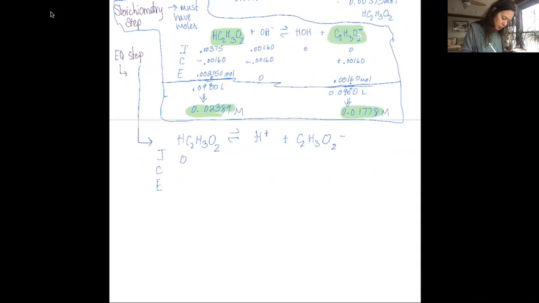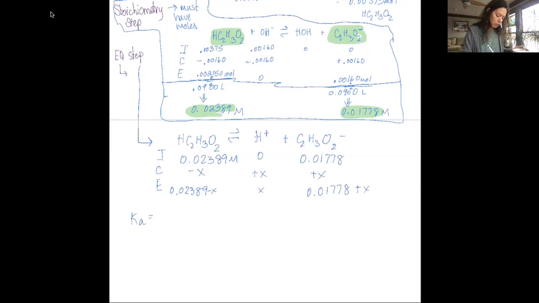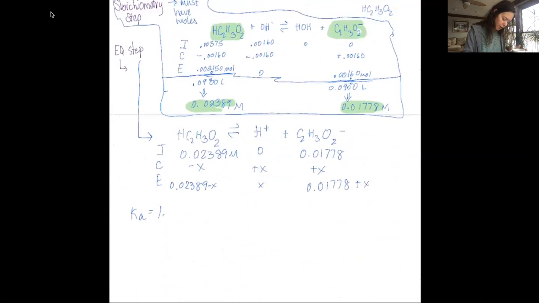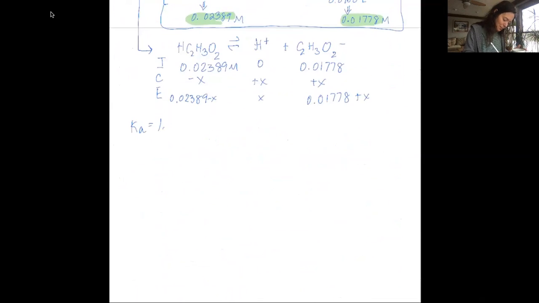And this time I plug in 0.02389 and 0.01778, minus x, plus x, plus x. 0.02389 minus x, 0.01778 plus x. Ka equals 1.8. pKa equals 4.75. I'll show you the easy way in a minute. pKa equals 4.75. Ka equals 10 to the negative 4.75.